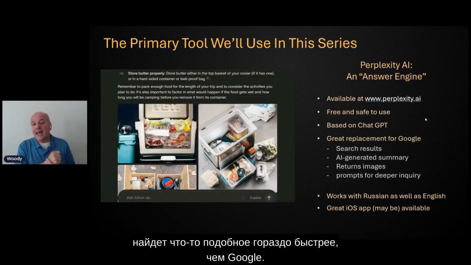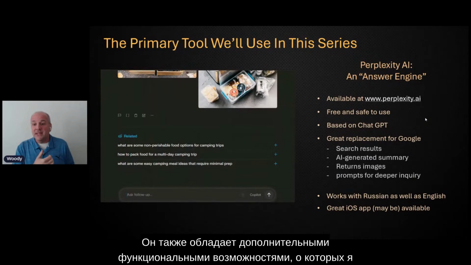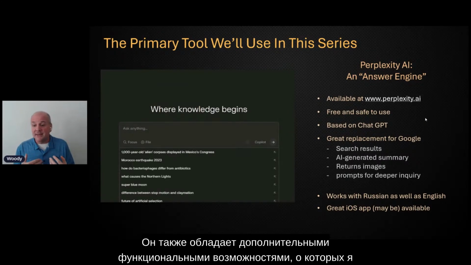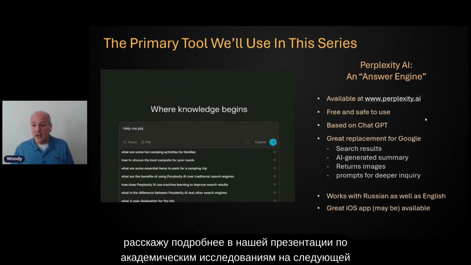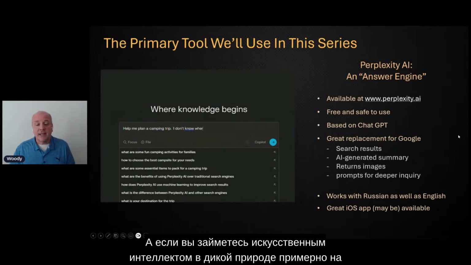And then if you go back a week or so into the AI for the wilderness, I talked a lot about how to navigate this tool and consume the outputs of it. So Perplexity is a great tool. It's free, it's safe to use.